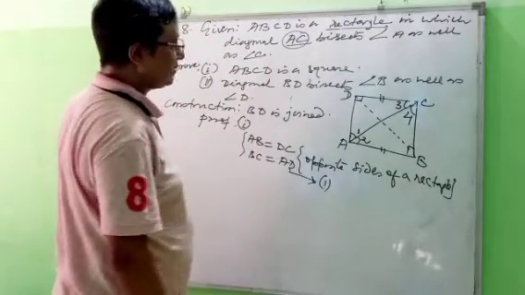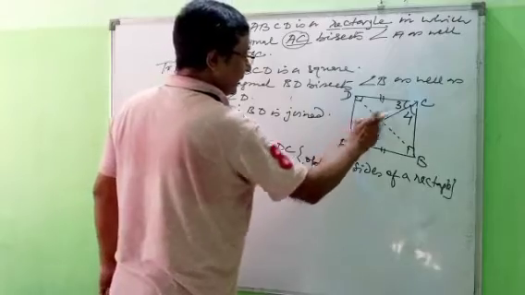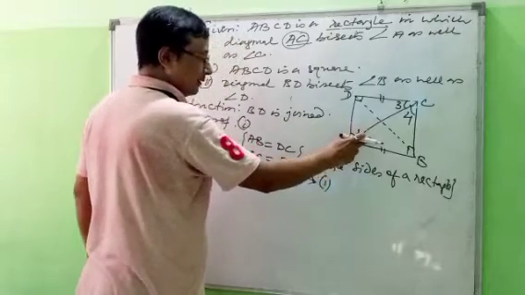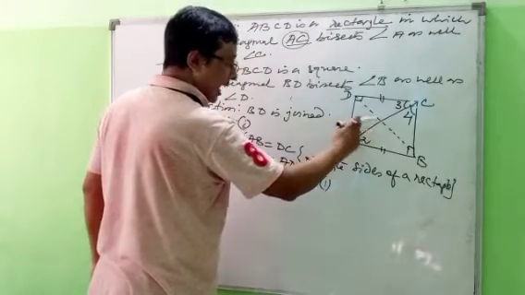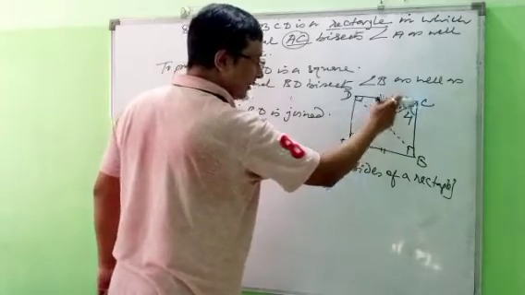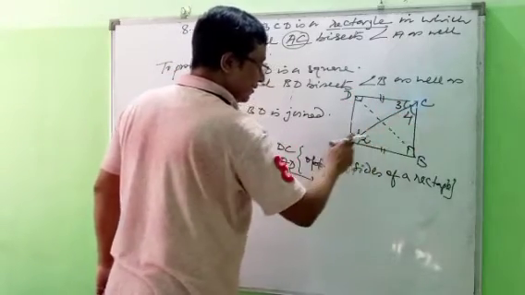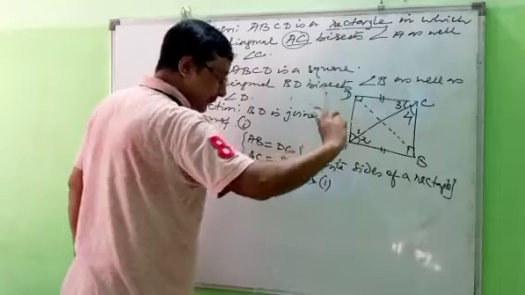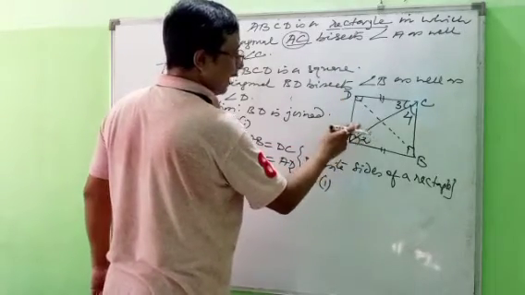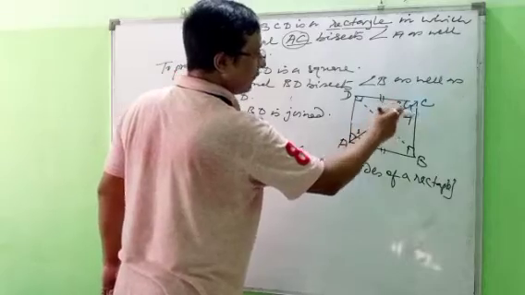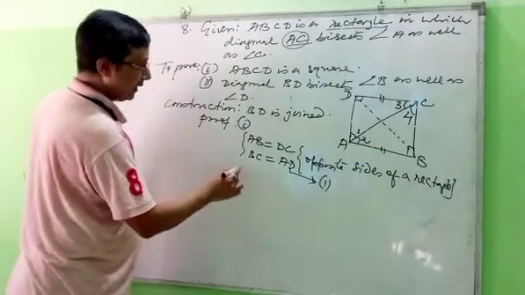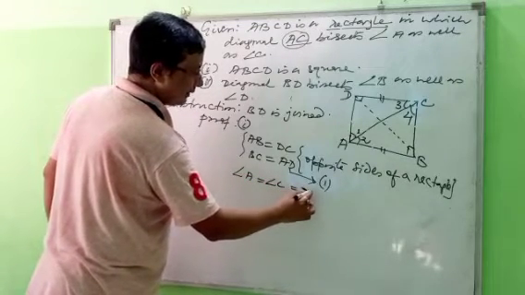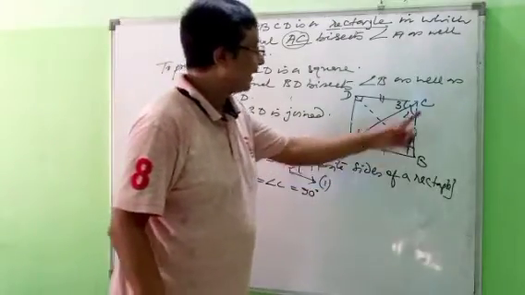Now you see here the diagonal AC bisects angle A as well as angle C. That means each of the angles 1 and 2 is half of angle A, and 3 and 4 are half of angle C, because AC divides angle A and angle C into two equal parts. Now angle A is equal to angle C because they are all 90 degrees, since the given figure is a rectangle.